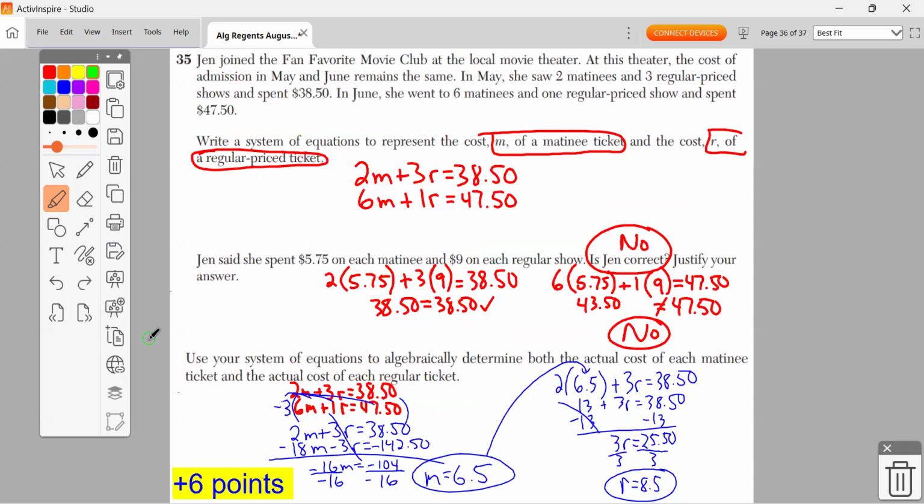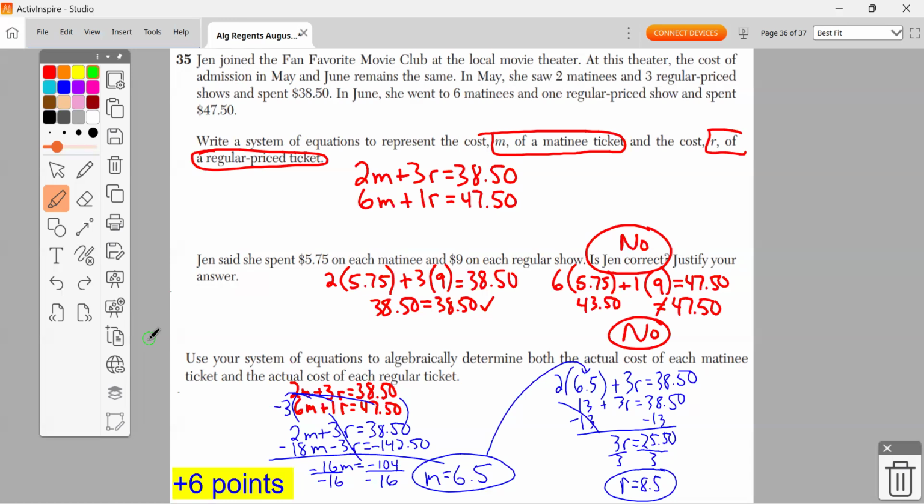In question number 35, this is our 6 credit question. Jen joined the fan favorite movie club at the local movie theater. At this theater, the cost of admission in May and June remains the same. In May, she saw 2 matinees and 3 regular price shows and spent $38.50. In June, she went to 6 matinees and 1 regular price show and spent $47.50.